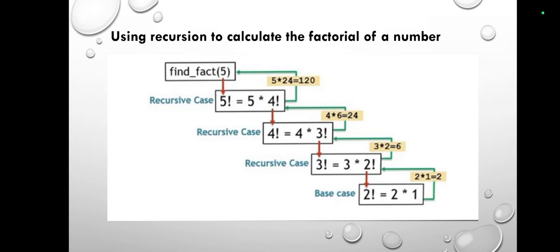Similarly, the factorial of 4 is expressed as 4 multiplied by the factorial of 3. Recursive case: 3 factorial equals 3 times 2 factorial. The factorial of 3 is expressed as 3 multiplied by the factorial of 2. Base case: 2 factorial equals 2 times 1. Finally, the factorial of 2 is directly calculated as 2 multiplied by 1. This is the base case where the recursion stops because the factorial of 1 is defined as 1.